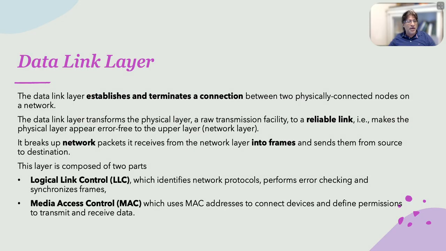Then there is the other portion of the data link layer, which is called the media access control, or the MAC. This uses the MAC addresses. So you may have heard the term MAC address. The MAC address resides at layer 2. Right? The media access control uses MAC addresses to connect devices and define permissions to transmit and receive data. So when you hear the term, once again, the MAC address, this is layer 2.